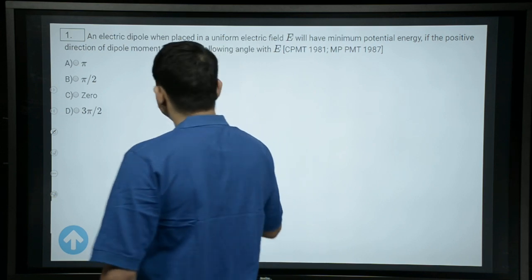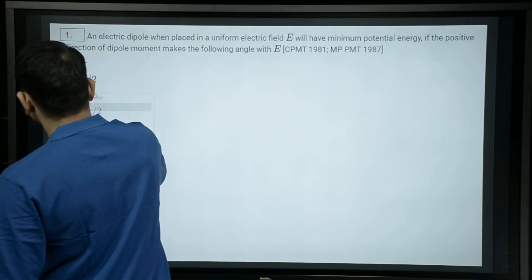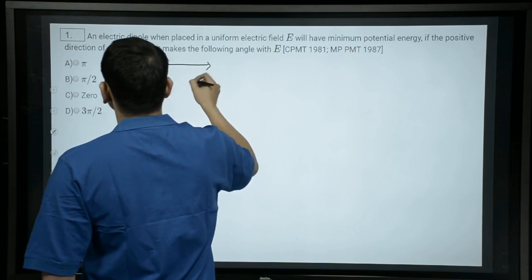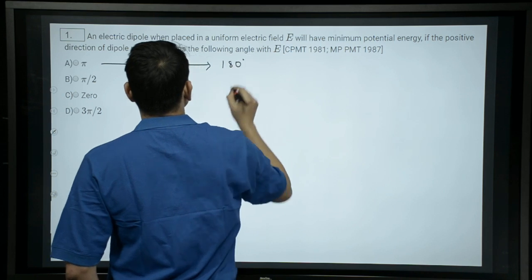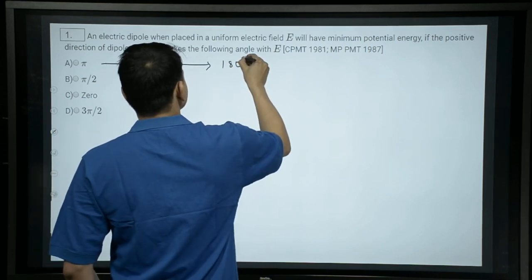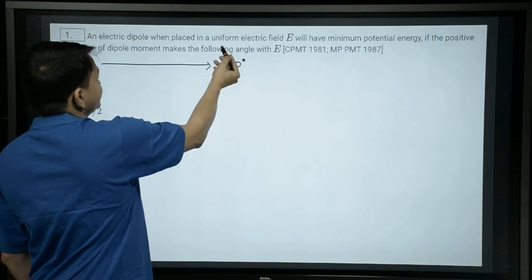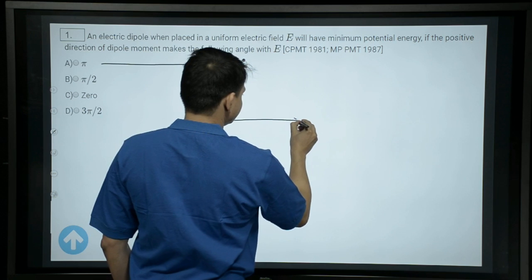So first part, pi is 180 degrees, right? That means a straight angle here. It says the electric dipole when placed in the electric field E. So let's say the electric field E is somehow this.